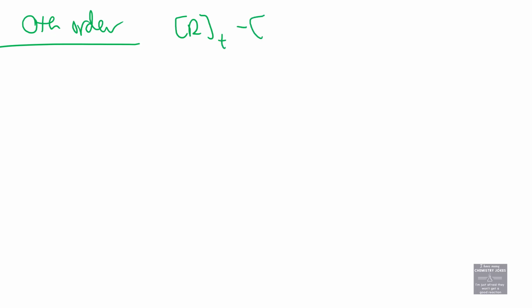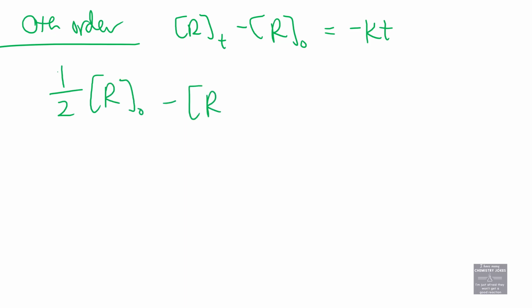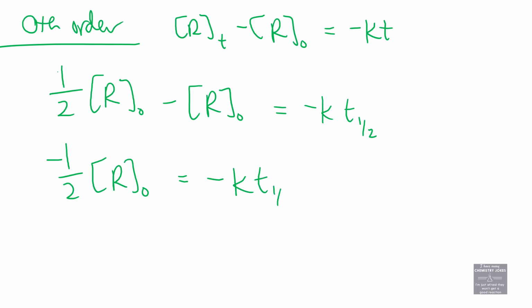All right, time for the zero order. The zero order equation was Rt minus R0 equals negative kt. We've seen it in other formatting. The half-life is when Rt is equal to half of R0. So half of R0 minus R0 equals negative kt 1/2. 1/2 R0 minus 1 R0 makes negative 1/2 R0 equals negative kt 1/2.